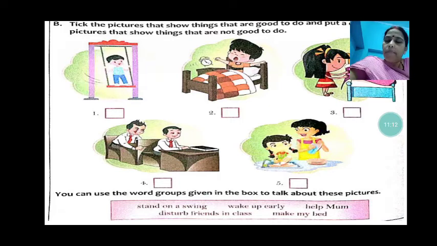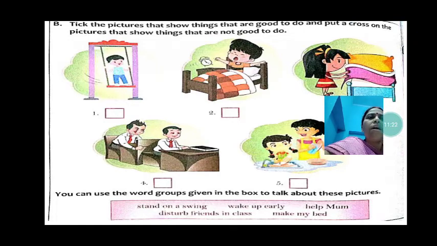Now, see in your book, page number 66. Here, what do you have? Tick the pictures that show things that are good to do and put a cross on the pictures that are not good to do. So the things that you think are good for you, what you should do, you should tick over there. And what you think are not good for you, for that you have to put a cross. You can use the word groups given in the box to talk about these pictures. So you have to talk about those pictures like, he should not, or he shouldn't stand on a swing. We can say like that.